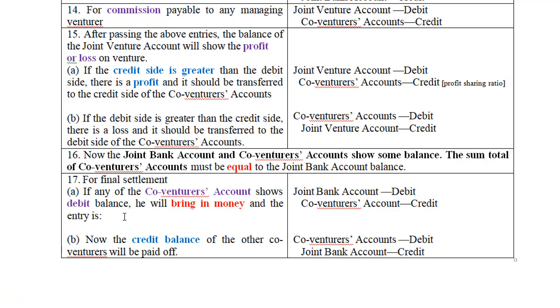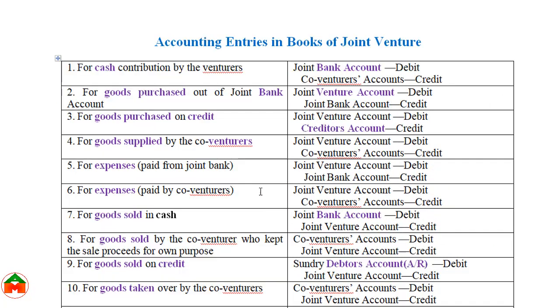However, for the final settlement, if the co-venturer account shows debit balance, then he should bring money, and the journal would be bank account debit, co-venturers account credit. But if there is a credit balance in the co-venturers account, then he should be paid. Then the journal would be co-venturers account debit, joint bank account credit. So these are the initial discussion for the journal entries.